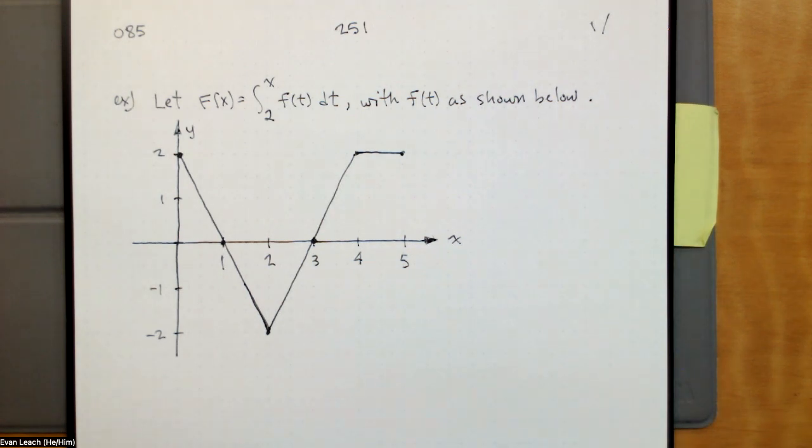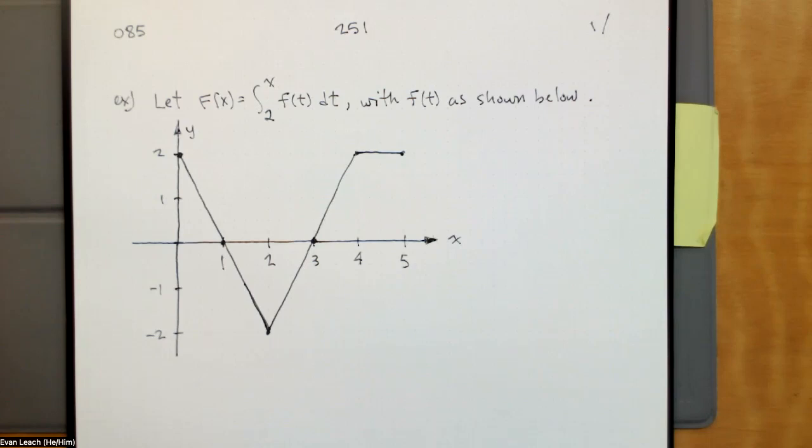All right, let's take a look at this graph and the setup. The setup is, let capital F of x be the definite integral from 2 to x of f of t dt, and here is a graph of f of t. We're playing the same game that we played yesterday with the graph, only I opened it up a little bit differently. Notice that we're defining a function capital F as the definite integral from 2 to x of f of t dt.